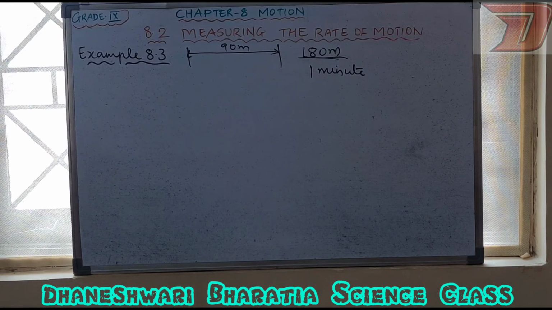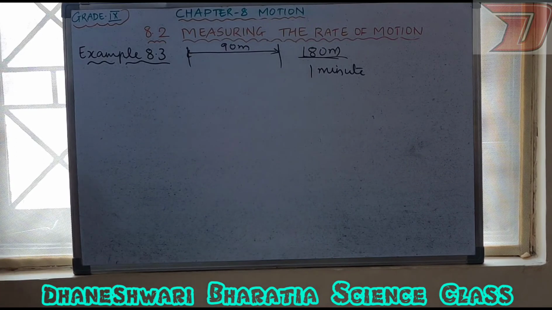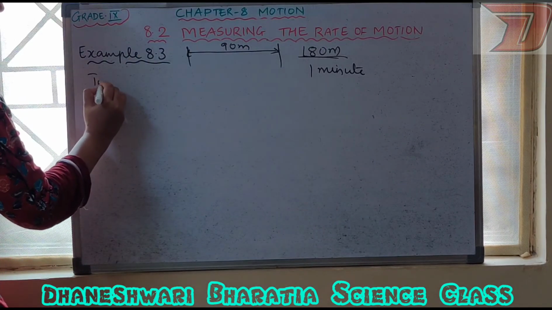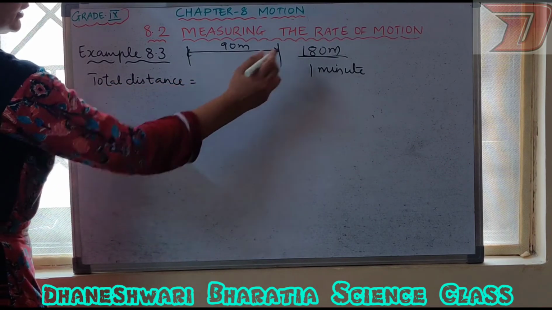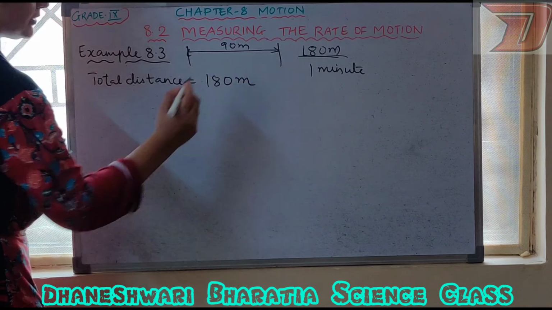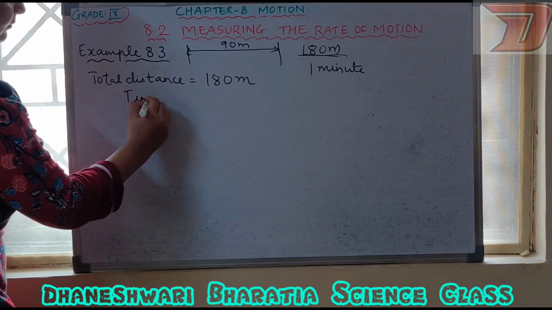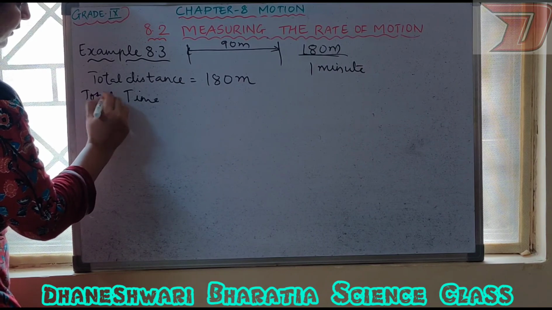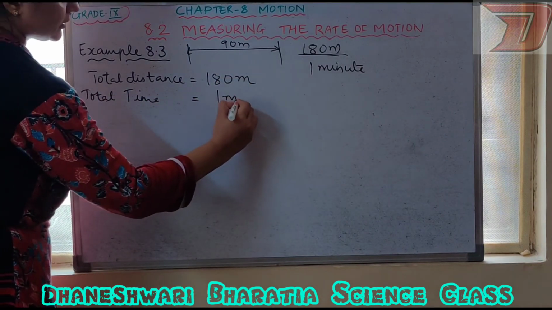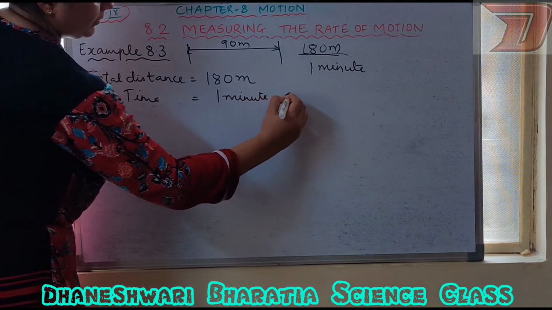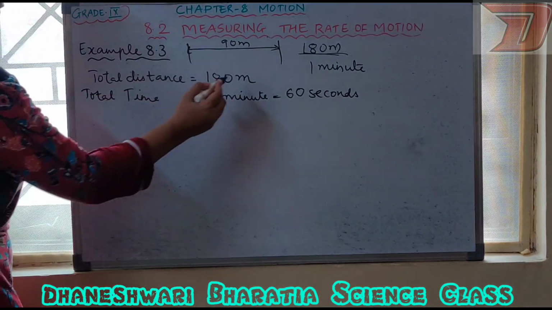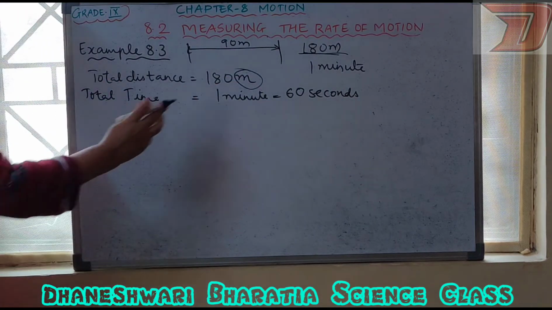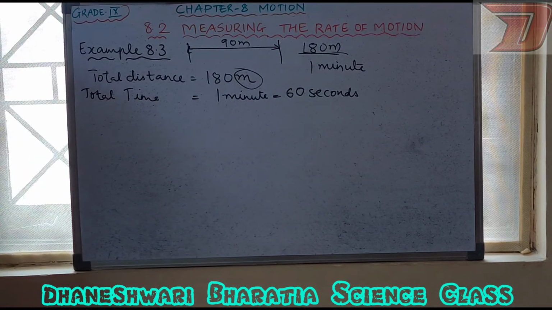Find the average speed and average velocity of Usha. So first of all, what is the total distance covered by Usha? So total distance covered by Usha is how much? 180 meters. And in how much time? Total time. What is the total time here? 1 minute. And we know that in 1 minute how many seconds are there? 60 seconds. Now why do we need to change it? Because here the distance is given in meters. So of course we have to convert it into seconds, isn't it?